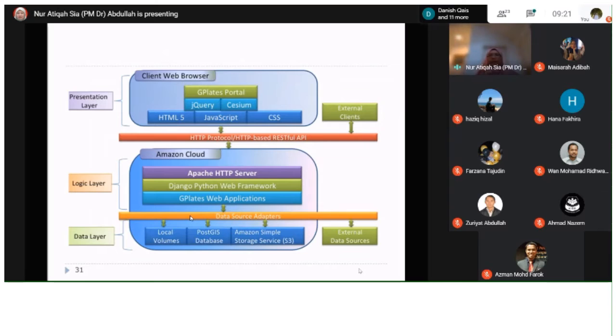Ini adalah Amazon. Amazon adalah macam mana you adalah presentation untuk request ada protokol dan sebagainya, dapat layer dia untuk nak kepada innermost data layer.